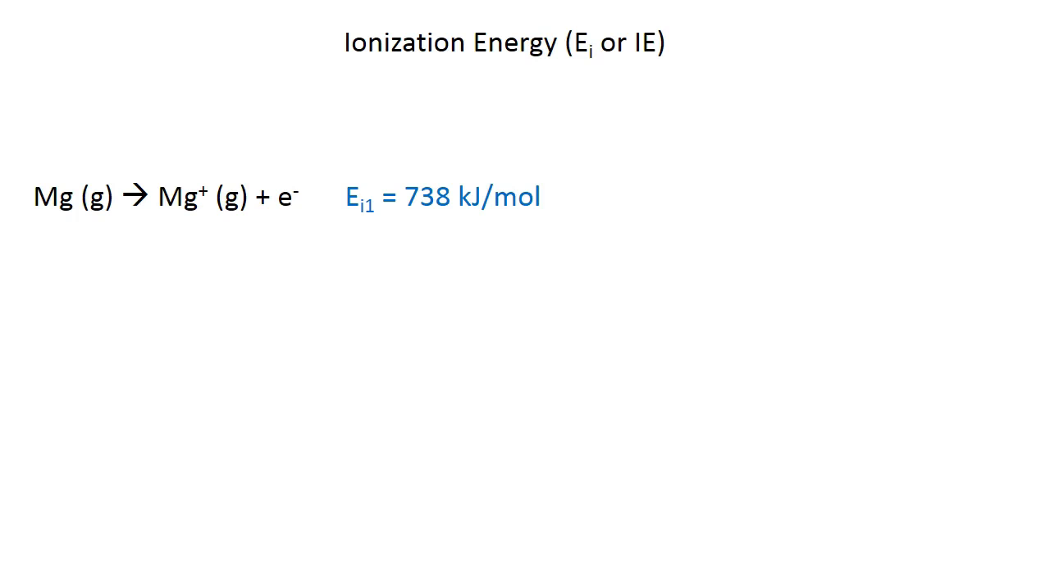This particular reaction describes what's called the first ionization energy of magnesium. This is the energy required to remove that first valence electron, which forms a magnesium +1 ion because you're only removing the first electron. Magnesium's first ionization energy is 738 kilojoules per mole, so if we had a mole of gaseous magnesium, it would require 738 kilojoules to remove one electron from each of those magnesium atoms.